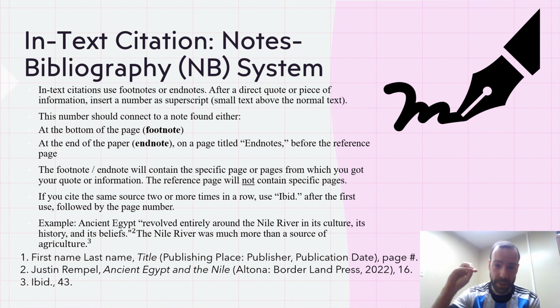If you have the same source 2 or more times in a row, you use this abbreviation IBID after the first use, followed by the page number. Okay, so let's take a look at an example to see what I'm talking about.